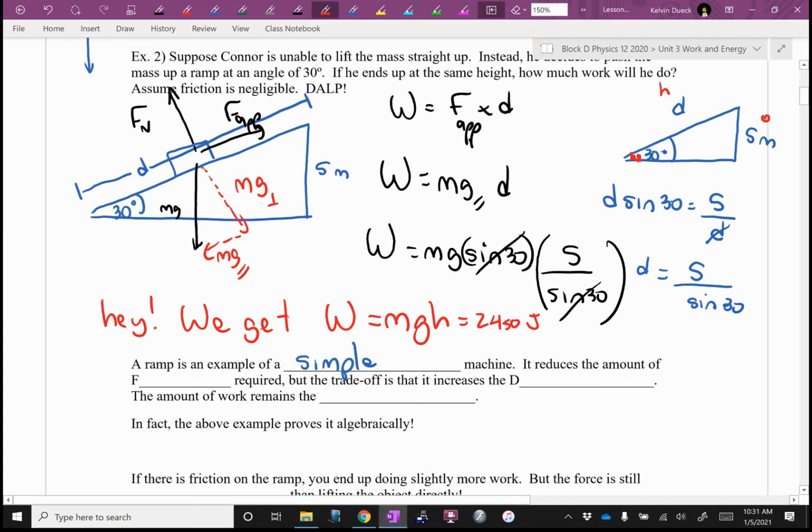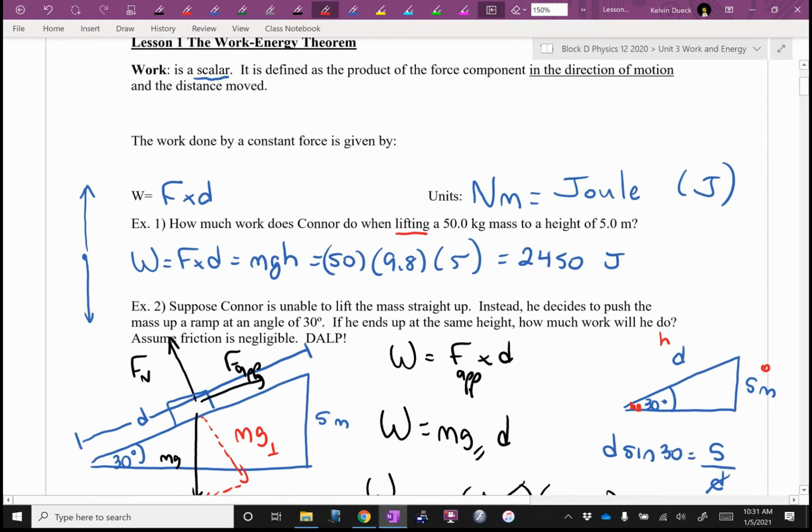But if you actually calculate how hard Connor had to push, can you type in mass, 5, times 9.8 times sine 30? On your calculator, could you go 5 times 9.8, times sine 30? What do you get? 5 times 9.8 times sine 30. Aiden, what do you get? 24.5? Is that right? Now compare that with lifting straight up.